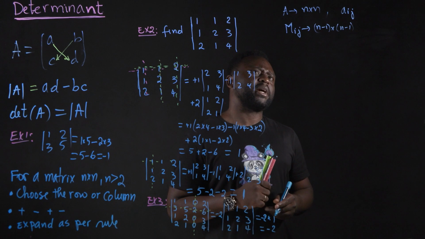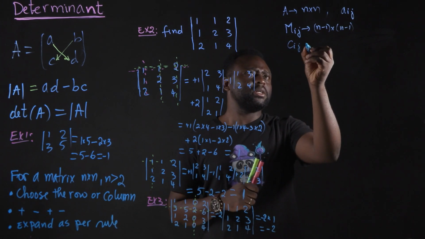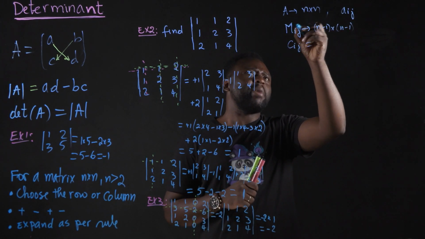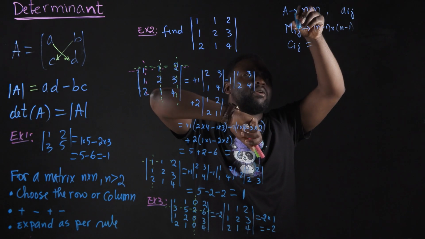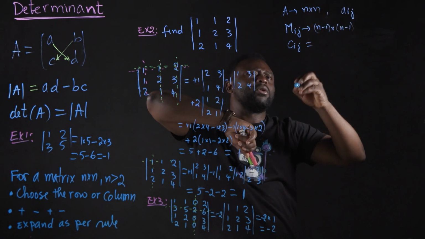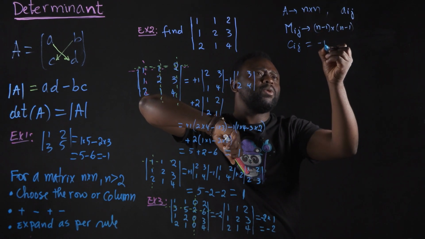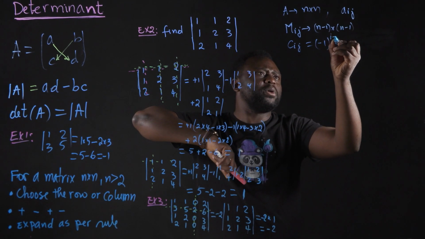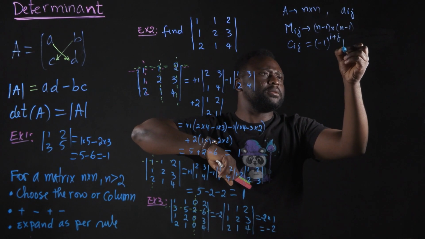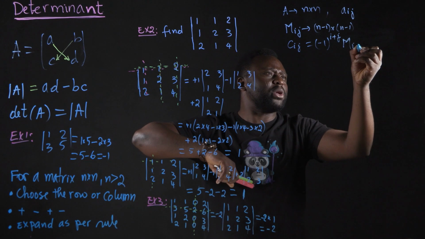And how about the cofactor? Cij is just, we just use the minor. If you are finding the cofactor at the same position, this is just minus 1 to the power i plus j times the minor matrix.